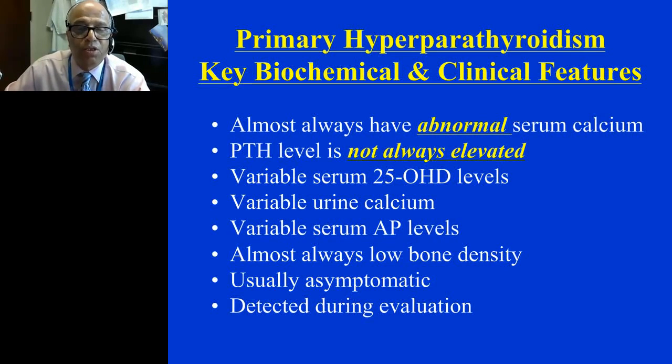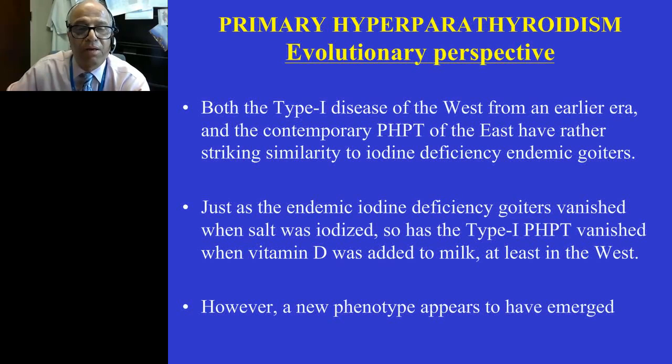To summarize, in primary hyperparathyroidism, the serum calcium is always abnormal. PTH level may or may not be elevated. In our series, about 2/3 will have non-suppressed PTH, about 1/3 will have increased PTH levels. Urine calcium is variable, alkaline phosphatase is variable, bone density is almost always low. Many patients are asymptomatic, and it is usually detected during routine biochemical screening. Primary hyperparathyroidism, both the type 1 disease as seen in the east of the world, and type 2 disease as seen in the west, are differentiated by the presence or absence of the bone disease.